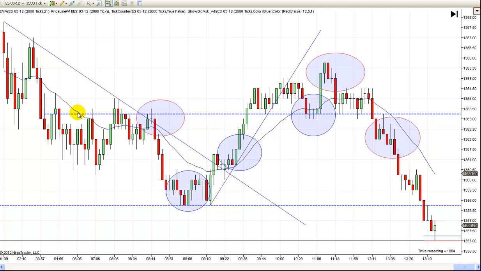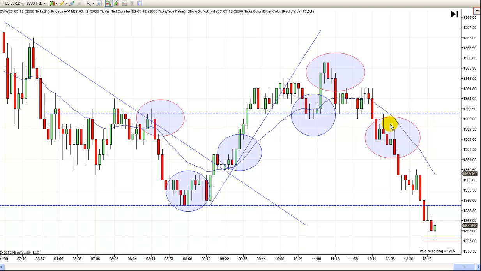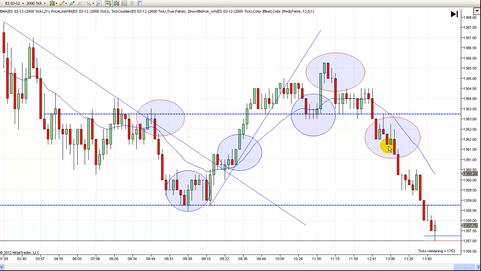And you can see that was kind of a resistance all the way across there. And then when we broke out and came back and tested that, you could have gone short right here. It stalled a minute, but as long as your stop was above this or at 2 points, you were okay. And if you didn't enter here, you definitely should have entered right here, because this is an additional attempt to go higher that failed instantly and turned back down.